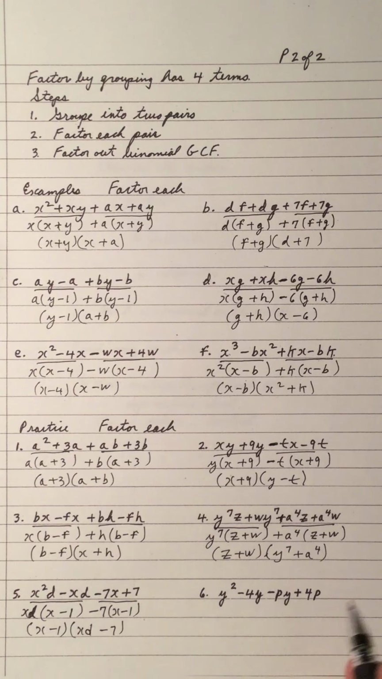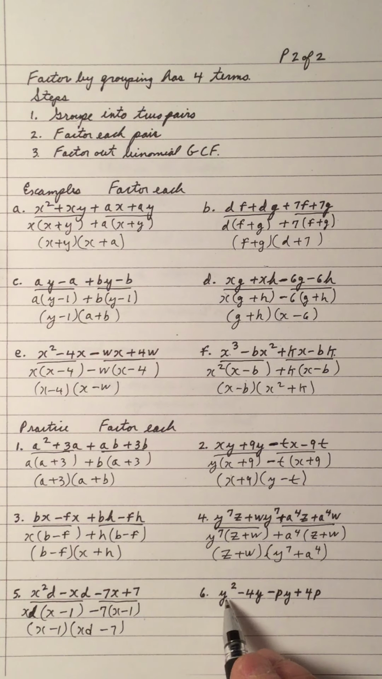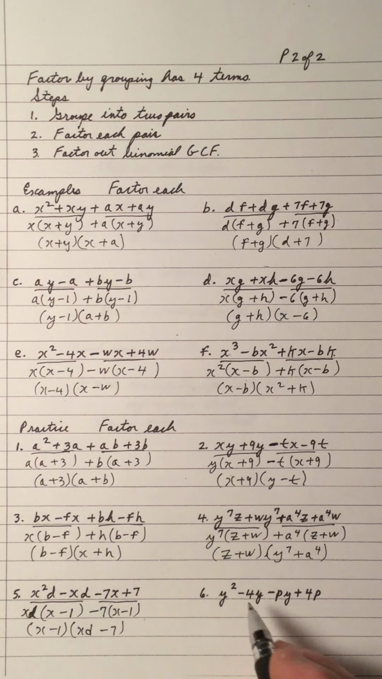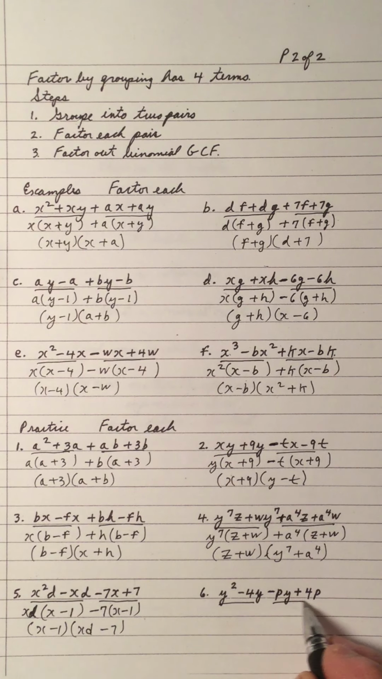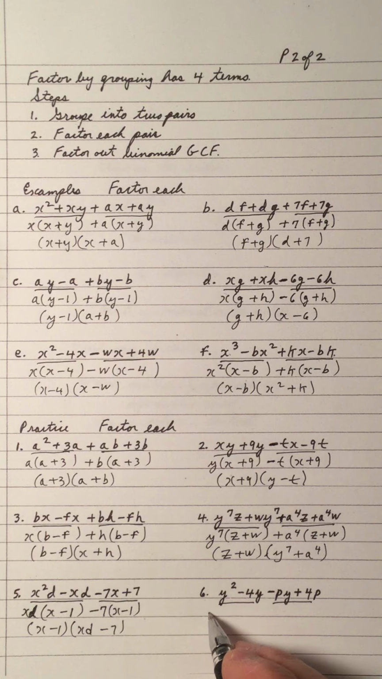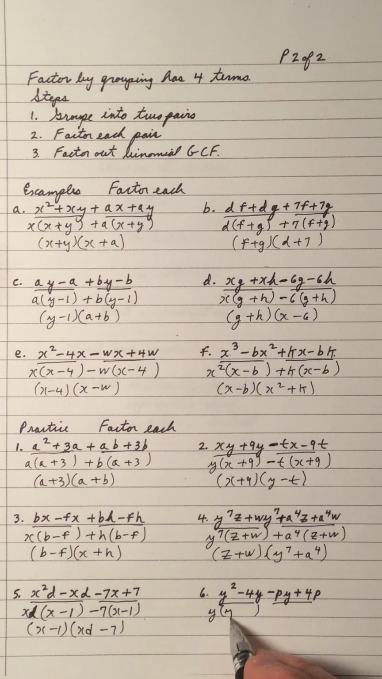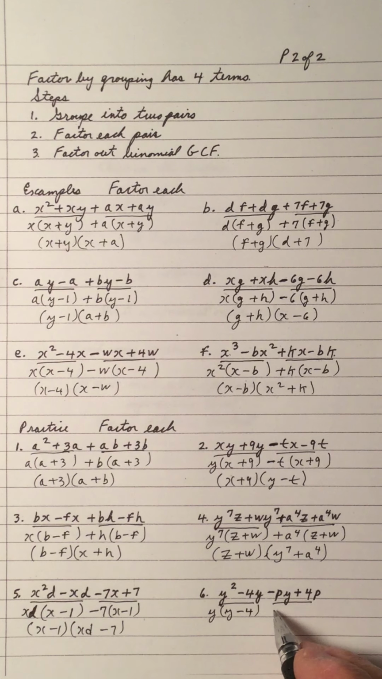And number 6. Y, but no y here. So there's a p here and here, but not here. So again, we group them in two pairs. In the first pair, y is common. y squared divided by y is y. Negative 4y divided by y is negative 4. And I got a negative, whatever is here, whatever that sign is, that's what goes there. And I have a p.